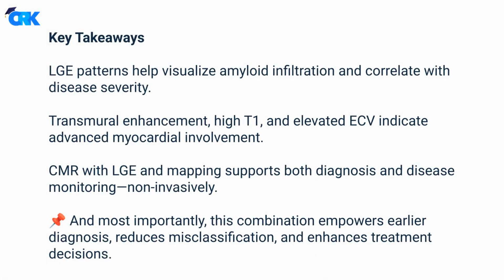Key takeaways. LGE patterns help visualize amyloid infiltration and correlate with disease severity. Transmural enhancement, high T1 and elevated ECV indicate advanced myocardial involvement. CMR helps monitor disease progression through serial imaging markers. And most importantly, this combination empowers earlier diagnosis, reduces misclassification, and enhances treatment decisions.